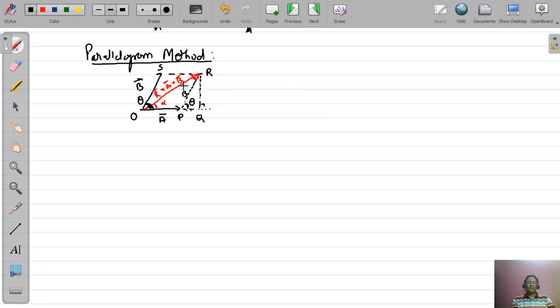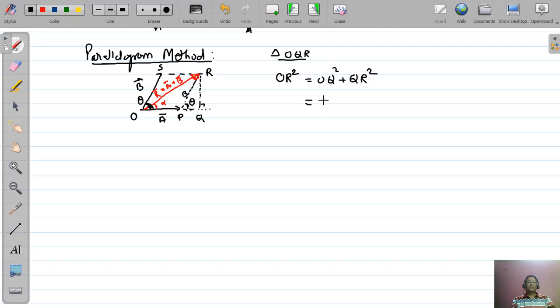We find the magnitude of this vector R. So that means OR squared, using the Pythagoras theorem in this right angle triangle. What is the right angle triangle? OQR. Hypotenuse squared is equal to the sum of the squares of the two other sides. That is OQ squared plus QR squared.